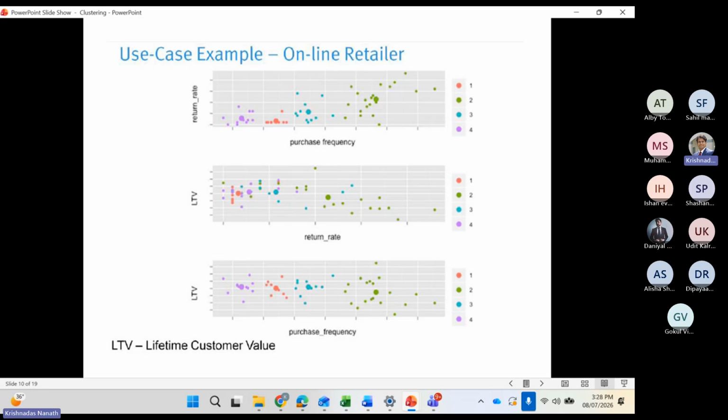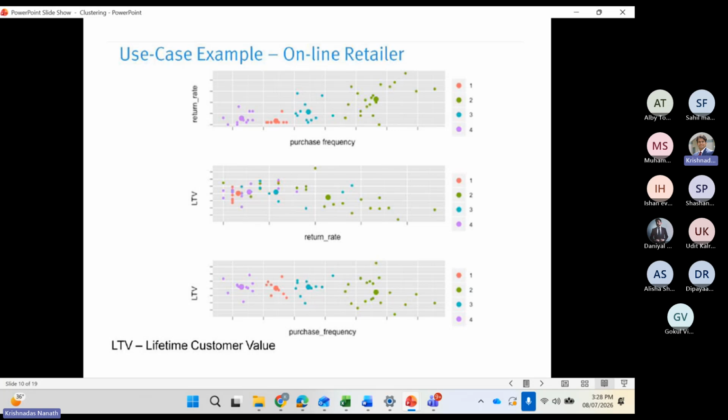Purchase frequency. How often do consumers purchase? And what is on the y-axis? Return rate. Now, the moment they did this for the 4 groups which the algorithm gave, they found something interesting. And they said, look at the B group. There is something very weird and very different about these guys. What is the common property of this group? They have the highest purchase, but they also have a very high return rate.